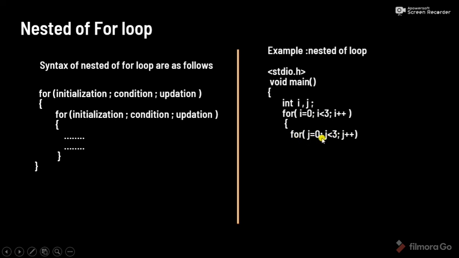So this internal for loop will also execute from 0 to 2, in total 3 times, and this is the body of the second for loop. Inside this body of the second for loop we are simply printing the value of I and j, and this is the end of this for loop, and this is the end of the internal for loop. So this is our example.